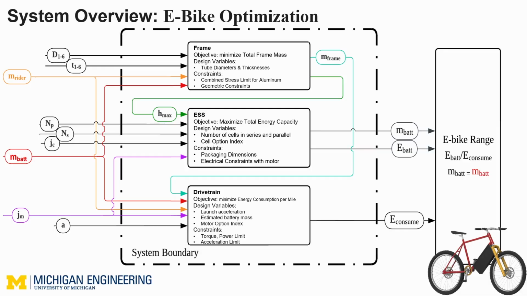The ESS subsystem selects battery configuration and cell type to maximize stored energy while meeting packaging and electrical requirements. The drivetrain subsystem selects the motor and operating point to minimize energy consumption per mile under torque, power, and acceleration constraints. These subsystems are all connected to shared mass, power, voltage, and packaging variables. In the last step, the whole optimization is solved together to maximize the range of the e-bike.